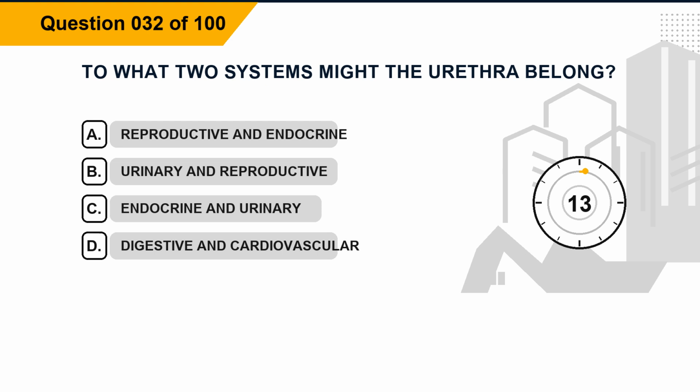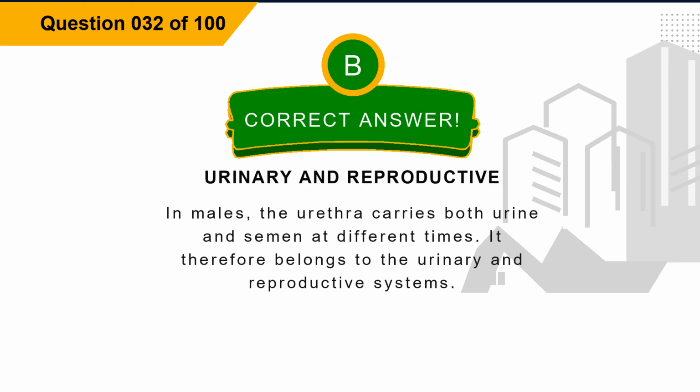Question 32. To what two systems might the urethra belong? Option A, reproductive and endocrine. Option B, urinary and reproductive. Option C, endocrine and urinary. Option D, digestive and cardiovascular. The correct answer is option B, urinary and reproductive. Explanation. In males, the urethra carries both urine and semen at different times. It therefore belongs to the urinary and reproductive systems.